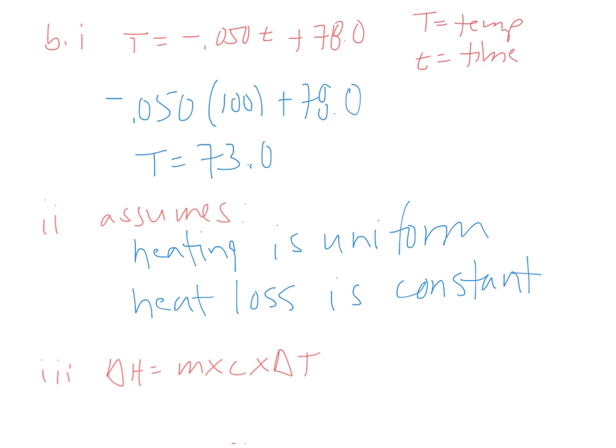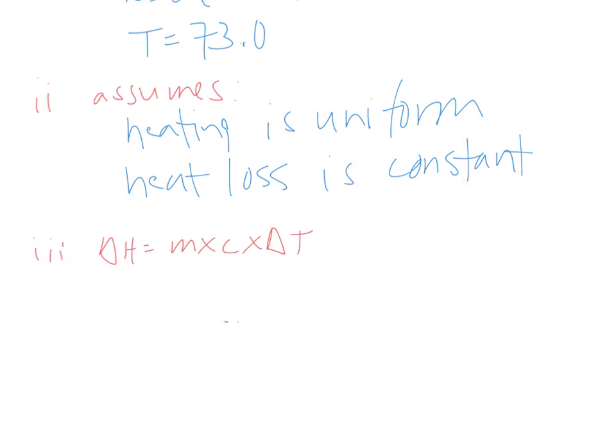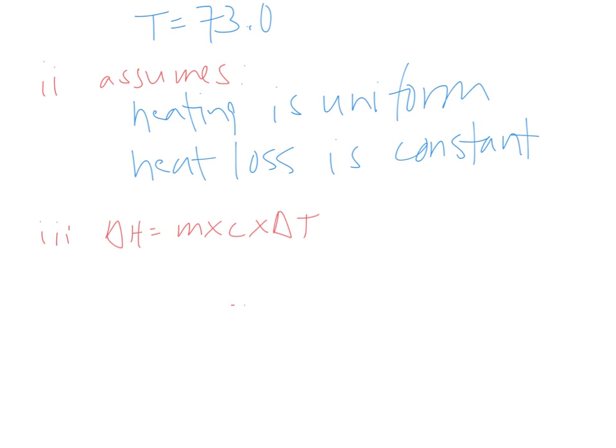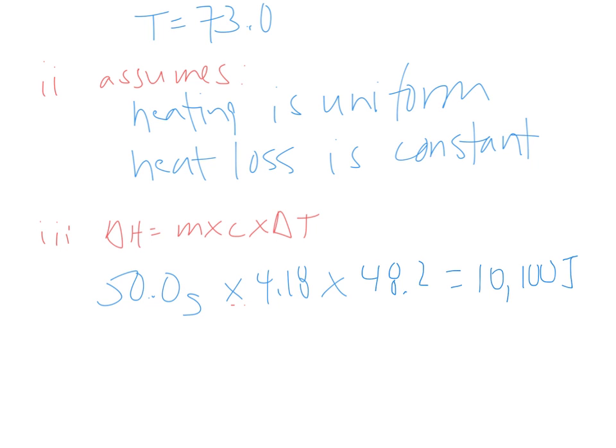Part 3 then wants you to calculate the energy gained by the water. So again, this will be a positive value since we're talking about it from water's perspective. So I had 50 centimeters cubed of water, or 50 grams I'm going to go with, times the C value of 4.18, and then using 73 as my maximum temperature, I have a delta T of 48.2. So that gives me 10,100 joules absorbed by the water, or 10.1 kilojoules.